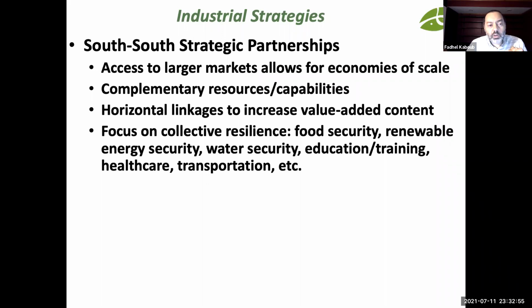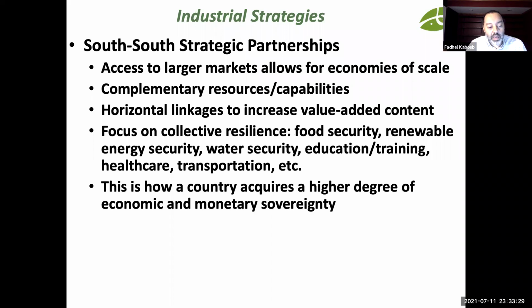And then you focus on collective resilience. So not industrialization and manufacturing of anything or everything. Start with the basics. Focus on food security. Focus on renewable energy security, water security, education, training, research and development, healthcare, transportation, whatever those areas of resilience are, you start building capacity on a large scale in order to move the entire trading bloc on that higher and higher degree of resilience and economic sovereignty.